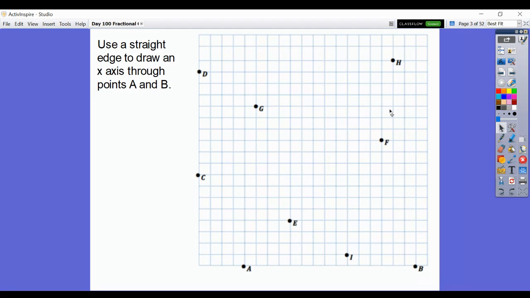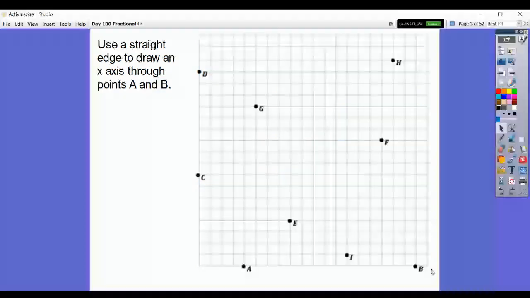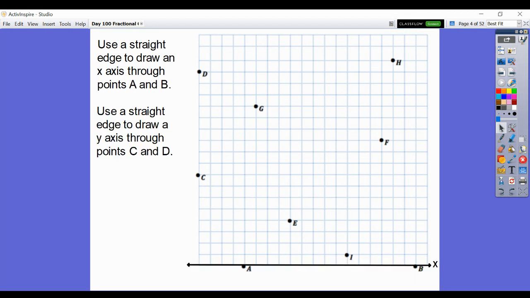Use a straight edge to draw an x-axis through points A and B. Well, here are points A and B down here. An easy way to remember x and y, well, we'll get to that in a minute, but the x-axis is always the horizontal axis. So you would draw a straight line through A and B as shown here. Remember, a line has arrows on both ends because a line goes on to infinity. So there need to be arrows on either end of that to make it a line.